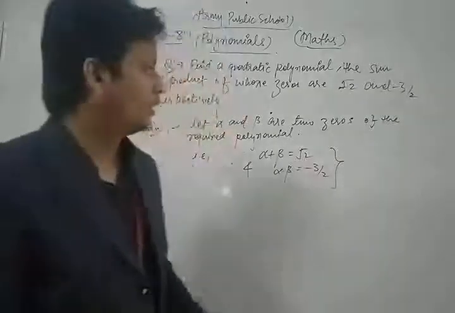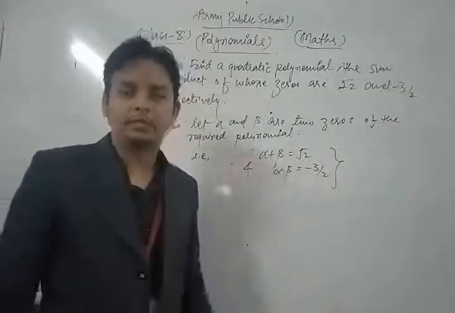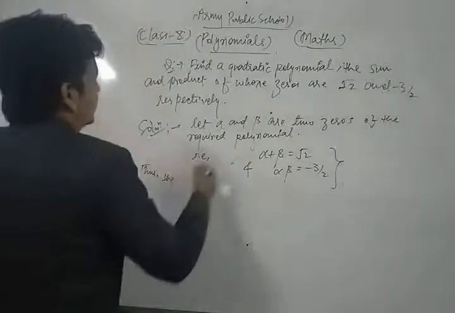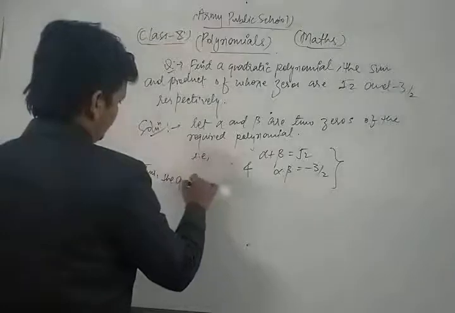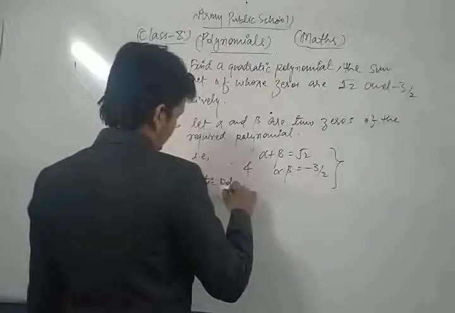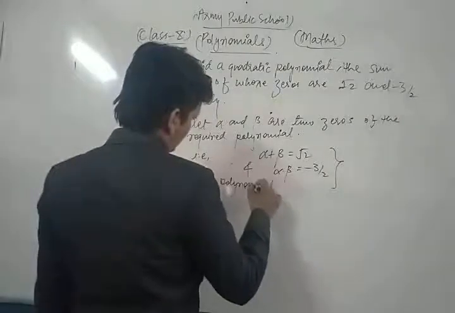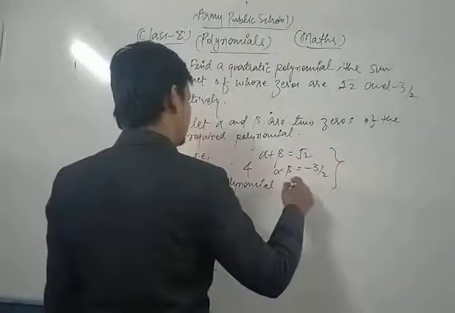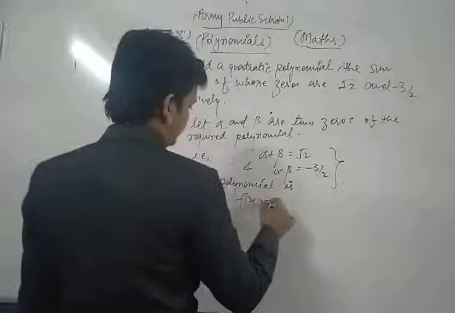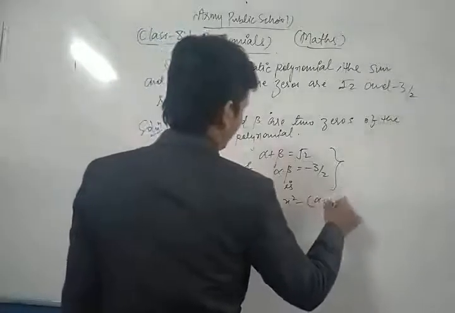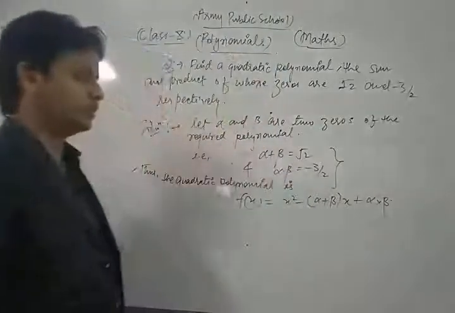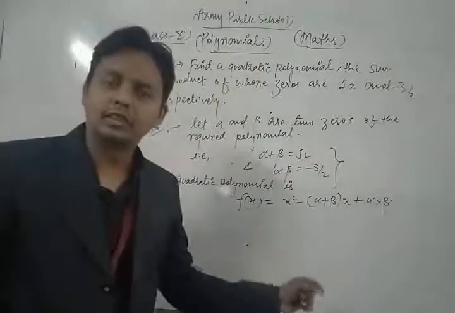Now we have to find the quadratic polynomial. Thus the quadratic polynomial is f of x is equal to x square minus sum of zeros into x plus product of zeros. This is the formula for finding the quadratic polynomial.